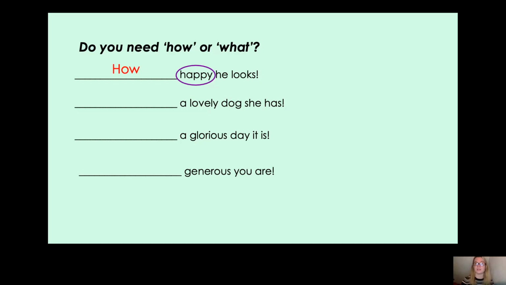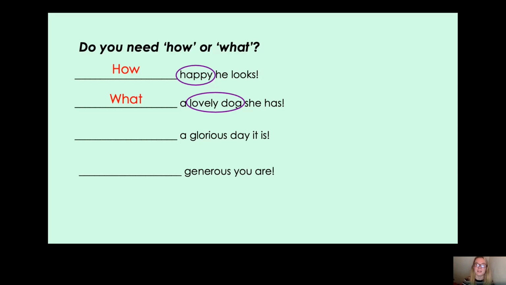Now let's do the next one together as well. What do we have after the gap? Yes, we have a lovely dog. Now, is that just an adjective? Because we've got lovely, that's our adjective. But no, we also have a noun. Can you see? A lovely dog. The adjective is describing the dog. So, do we need how or what before our noun phrase? Yes, you're right. We need what. What a lovely dog she has. Fantastic. Now, what I'd like you to do is pause the video and have a go at the next two on your own, okay? And then we'll come back to the video and see if you were correct.